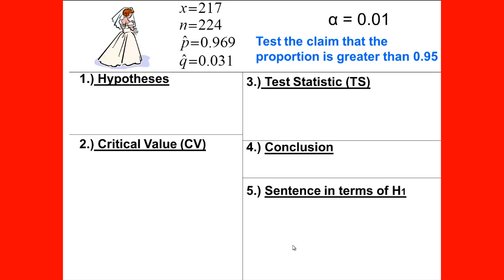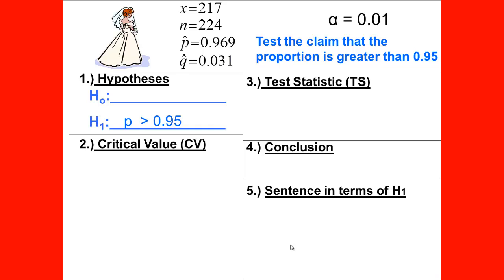The hypotheses. To get the hypotheses, we will need the null hypothesis and the alternate hypothesis. So, to get that, we will read the claim again. The claim is that the proportion is greater than 0.95. Greater than does not contain a condition of equality, therefore it goes in the alternate hypothesis, and that will be p is greater than 0.95.